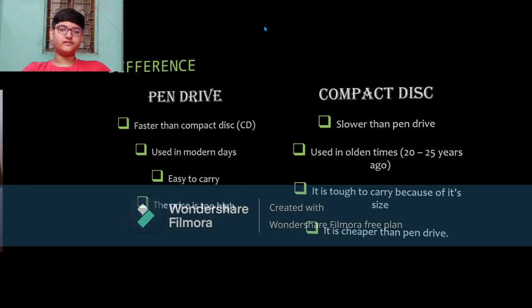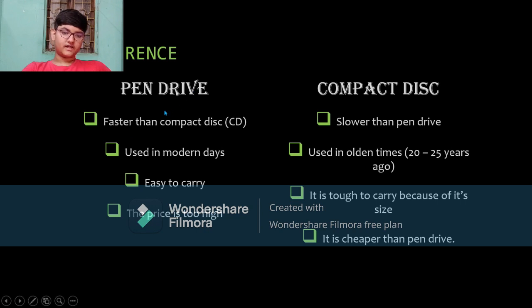Now let us come to the difference. A pen drive is faster than a compact disc. That's why we shifted from CD to pen drive. Now you will ask me why the pen drive is faster and why the CD is not. The main thing is how fast the electricity works in the pen drive, because data is in the form of electricity, small little electric signals.